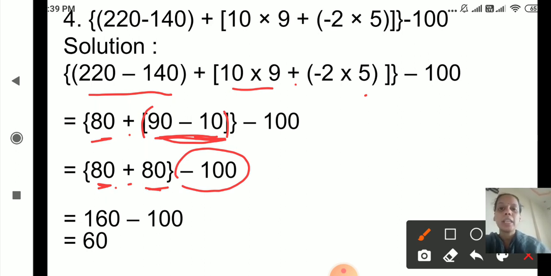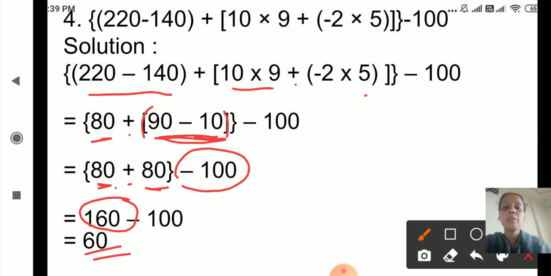Now 80 plus 80, that is 160. Okay, so now here we got the value. So we will open the bracket and write down only the value, only the answer, that is 160. So 160 and minus 100. Now we can do subtraction. 160 minus 100 is, yes, correct, 60. So the answer is 60.